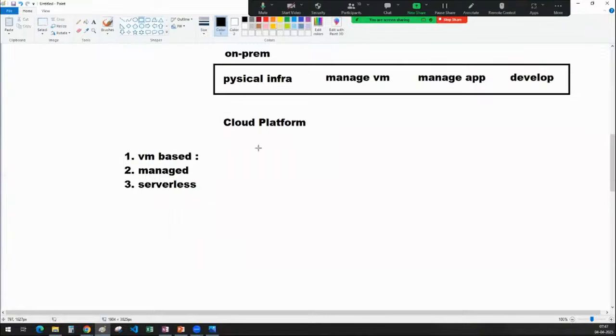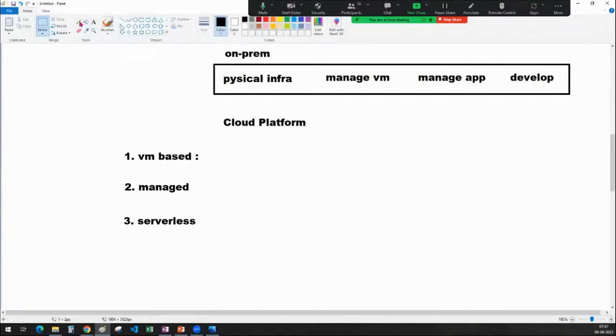But if you go to the cloud platform, what is the main advantage? Let us see one by one. Very important thing, guys. No one will tell this point, but you have to understand, because somewhere you are seeing VM based services, somewhere you are using managed services, somewhere you are using fully managed serverless platforms. So now you will be able to understand the concept of this.